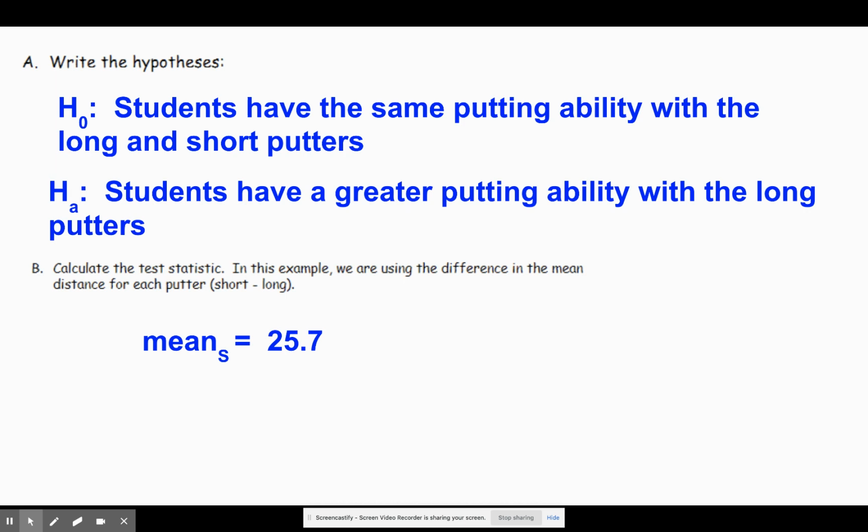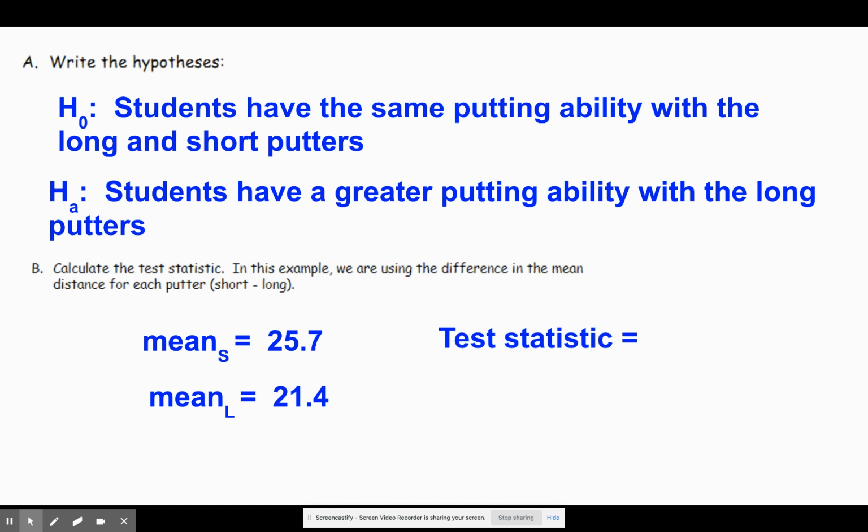So the mean for the short putter is 25.7. Notice I did a little subscript S there so I can remember which one is which. The mean for the long putter is 21.4. And again, notice that the long putter has a smaller average, which means students in general were closer to the cup when they putt with the long putter. And now I've defined the difference as short minus long. And I did that only because I wanted to get a positive difference, but you could certainly subtract the other way.